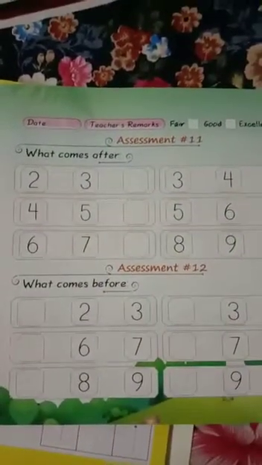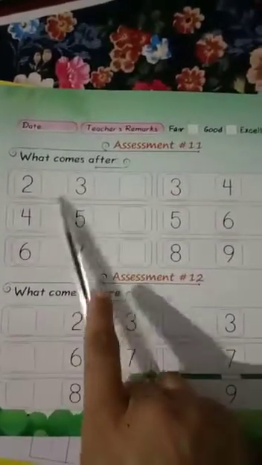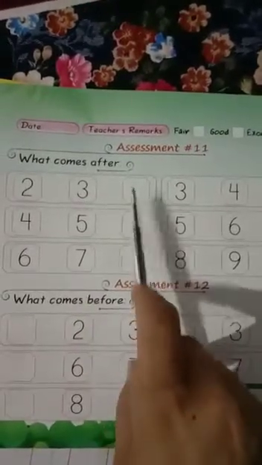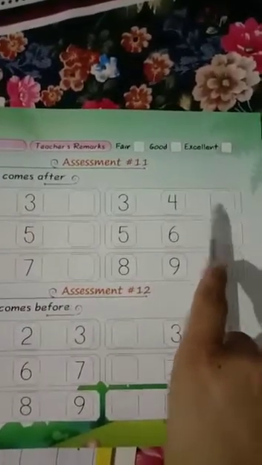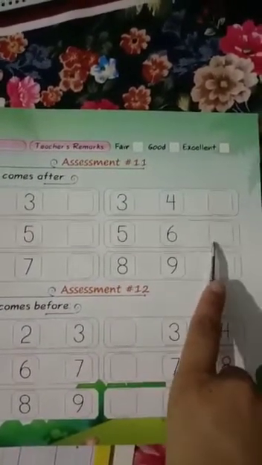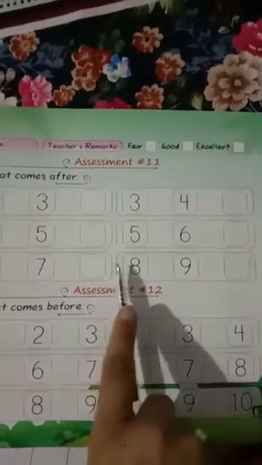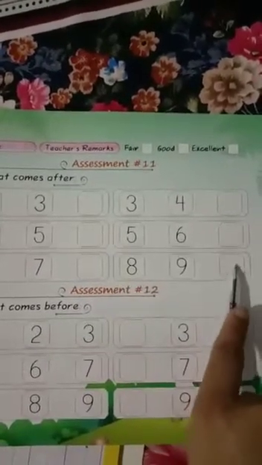What comes after? The students will write the number which comes after these numbers, like this: 2, 3 and 4 comes after 3. Here we write 4, 4, 5. Here we write 6, 6, 7. Here we write 8, 3, 4, 5. Here we write 5, 5, 6 and 7, 7, 8, 9, 10. Here we write 10. Assessment 12.